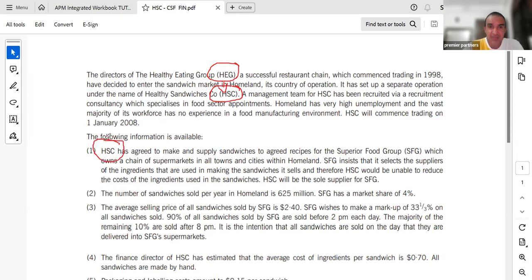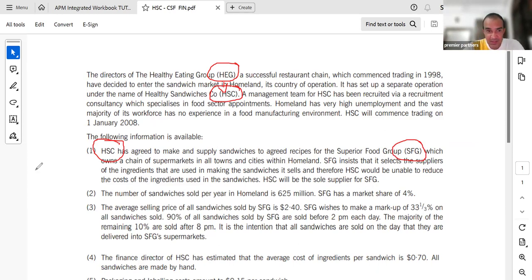Now look at this, sir. HSC, let's say we all are working for HSC, has agreed to make and supply sandwiches to agreed recipes for SFD. So let's say we are making sandwiches to Caravan, SFG, which owns a chain of supermarkets. We, HSC, are not selling to individual customers. We are selling only to Caravan, B2B. Caravan will sell it to anyone, which owns a chain of supermarkets in all towns, right?